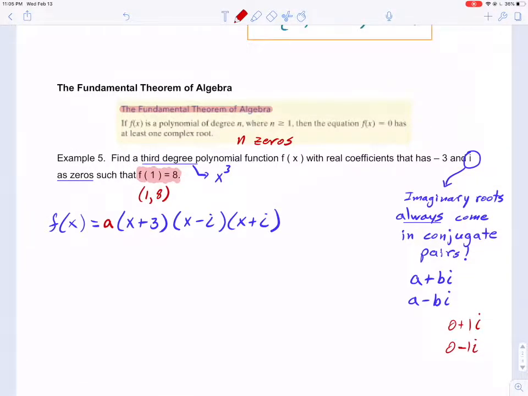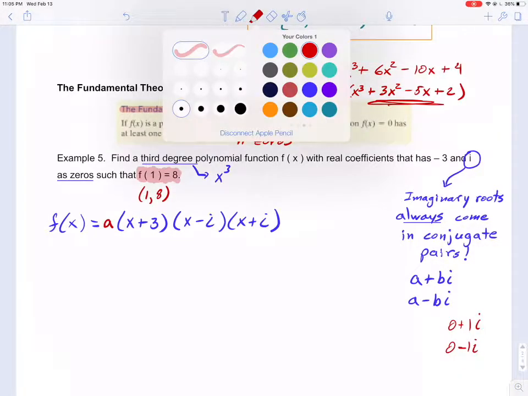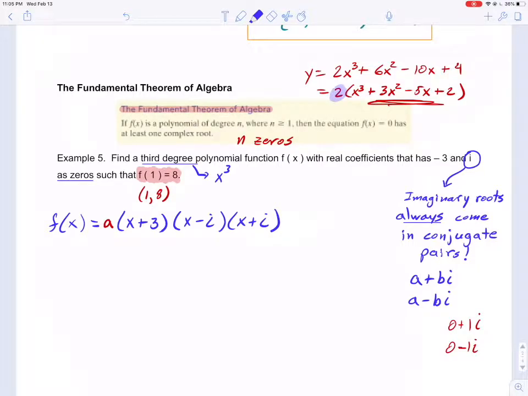Let me just give a quick example. If I had, let's say, y equals 2x to the third plus 6x squared minus 10x plus 4, then I could factor that and pull out a 2 before I do anything else. And then maybe what's left factors further. But what I do know is that this 2 out in front would not show up if I was listing the roots. And that's what they've done for us.